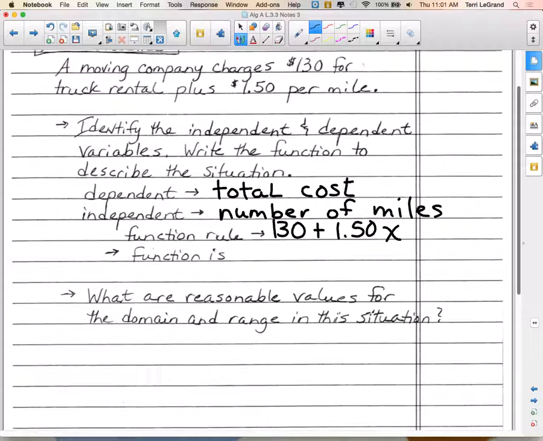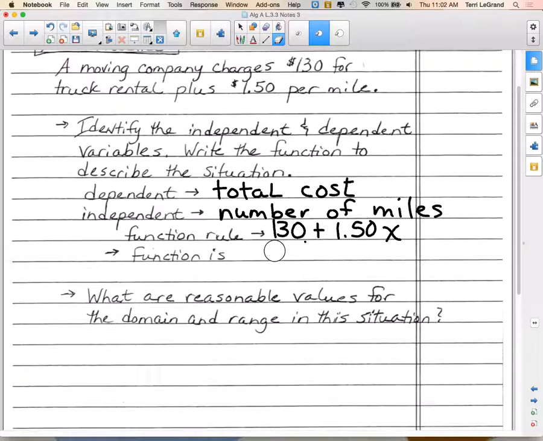Okay, so now let's process through this one. This says you're going to pay $130 plus $1.50 times the number of miles that you drive it. So 60 miles times $1.50. Anybody know what that is? $90. Yeah, does that make sense? If you pay $90 and then add 130 to it, $220. Does that seem a little more reasonable to rent this truck to move? This is the correct function rule.